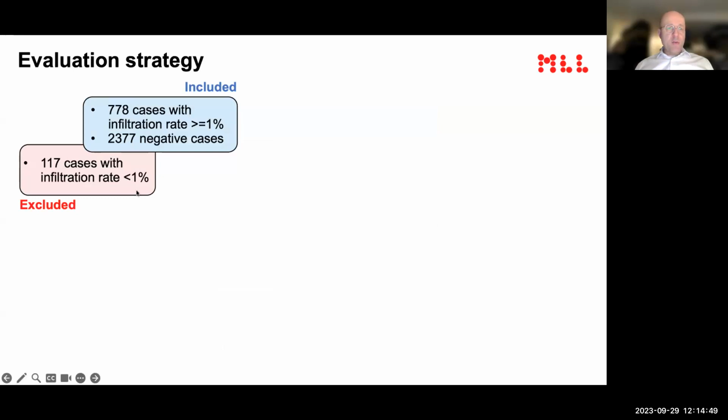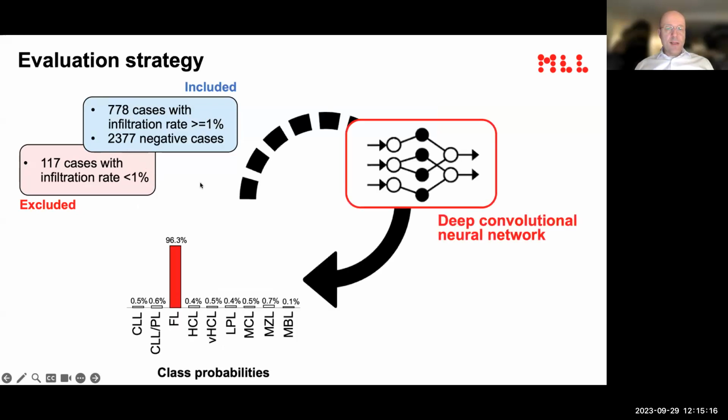Importantly, in this approach, we had to exclude samples with a low degree of infiltration, below 1%, because we quickly observed that this approach would not be capable of identifying these small populations. So data included were from about 800 cases which were positive at least 1%, and 2,500 cases which were negative.